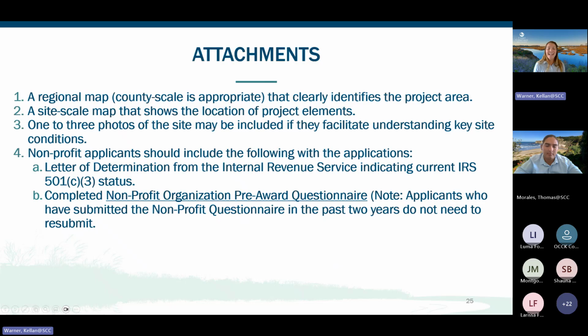And attachments is the last thing you'll give us as a part of your application. This one will need a regional and site scale map that shows the location of project elements, and 1 to 3 project photos that provide more detail as to what the project site looks like. In addition, nonprofit applicants should include the following with their application: a letter of determination from the IRS indicating current 501c3 status, as well as a completed nonprofit organization pre-award questionnaire, which is linked in the application.